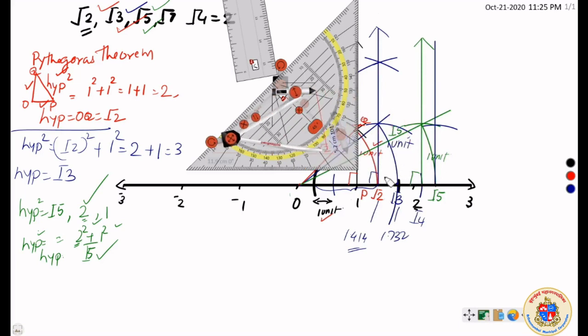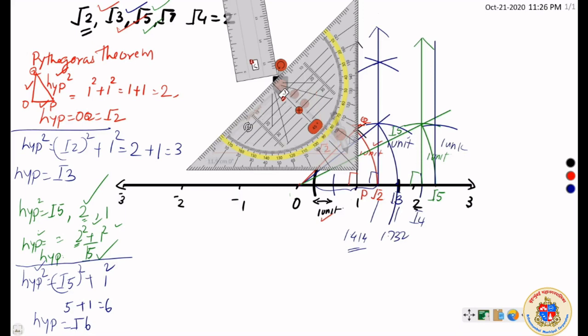Now we know that one side is root 5. Hypotenuse square is equal to root 5 square plus 1 square. This we have taken 1 unit like before. Root 5 square is equal to 5, plus 1 is the answer here. Hypotenuse square is equal to 6. That means hypotenuse is equal to root 6. We cannot jump to root 7, that's why I took this step.